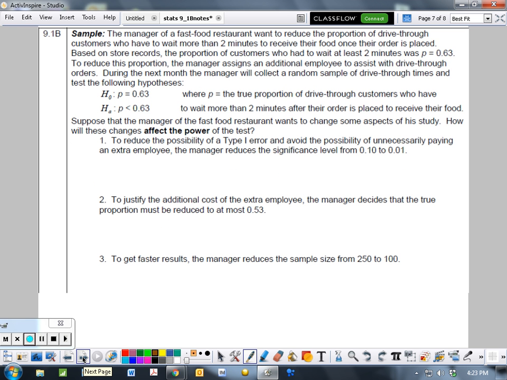Okay, so the manager of a fast food restaurant wants to reduce the proportion of drive-through customers, and so on. We've talked about this one. So now he wants to change some aspects of the study, to figure out how that's going to affect the power of the test. To reduce the possibility of type 1 error, he's going to reduce alpha, which is our significance level. And he's doing this because he wants to avoid the possibility of unnecessarily paying an extra employee. Again, a consequence. The manager reduces the significance level from 0.1 to 0.01.